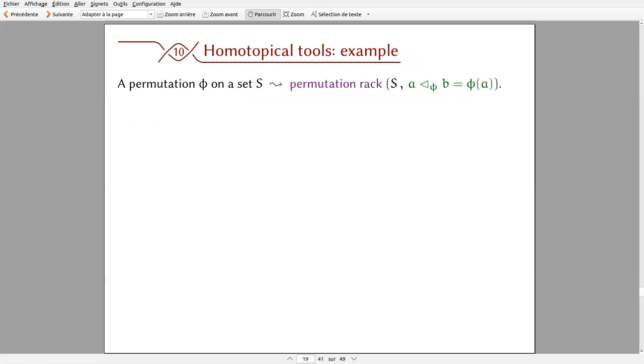So now the family of racks we are going to work with are the permutation racks. So you take a set S, a permutation phi on it, and you say that A triangle B is phi of A. It's very easy to check that this will indeed be a rack. And it's almost never a quandle. To be a quandle, you need A triangle A to be equal to A. It means phi of A is A. So you can only take trivial permutations to get a quandle. So we are really working here in the framework of racks.